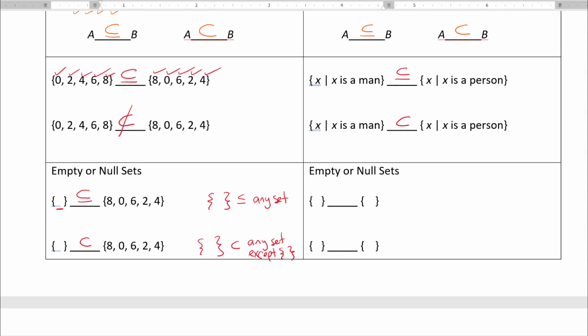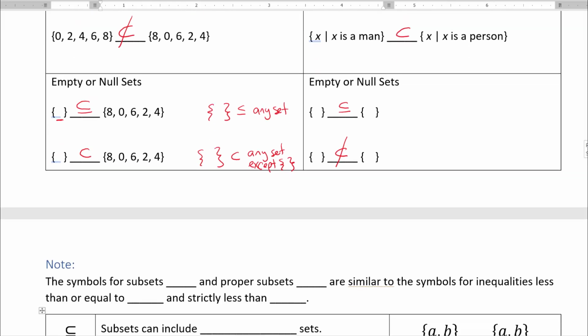Is the empty set a subset of itself, the empty set? Sure it is. Anything that you find in the empty set, which is nothing, can also be found in the empty set, which has nothing. So it is a subset. Is it a proper subset? Well, no, because the two sets are equal, so we're going to put a line through that one. Okay. So an empty set is always a subset of itself, but it's never a proper subset of itself.